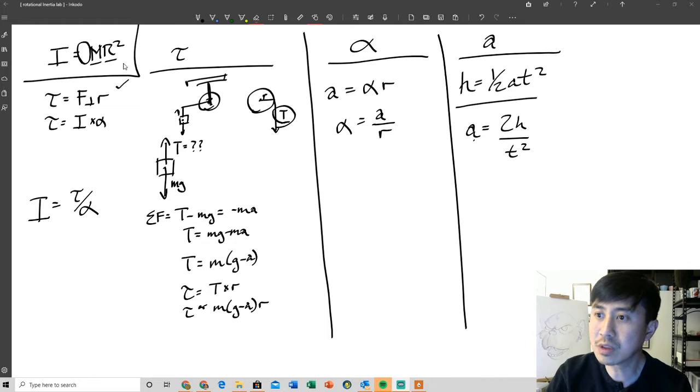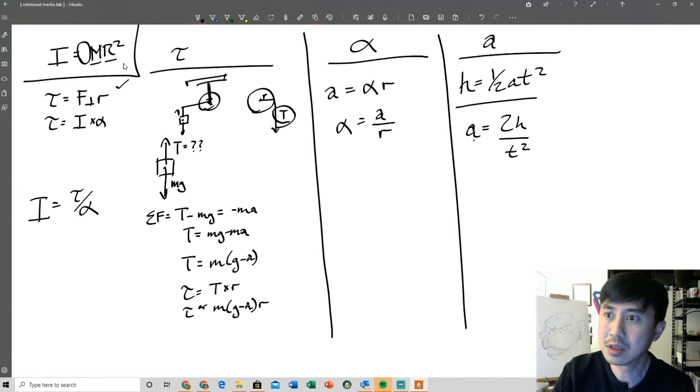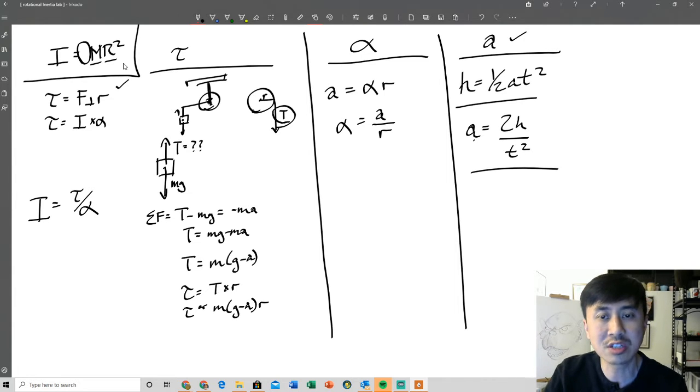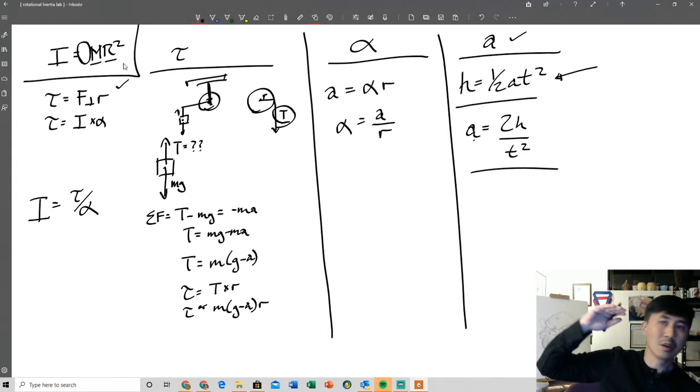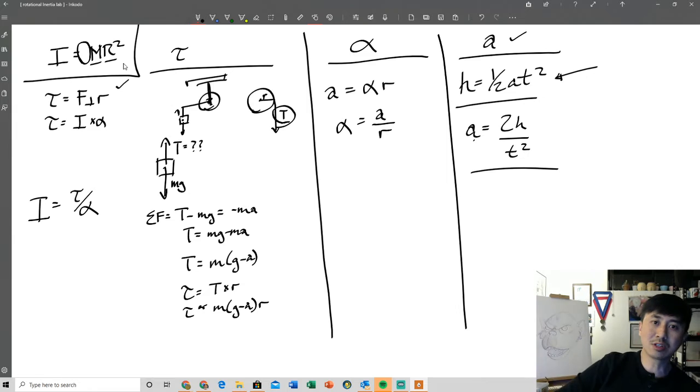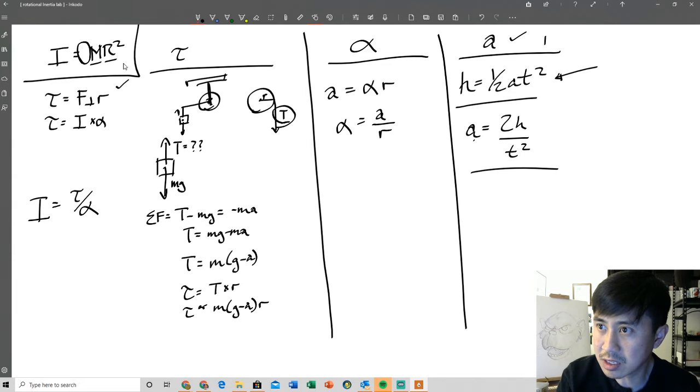To get through the math, the first thing you need is the linear acceleration. The linear acceleration, we found the equation is 2h divided by t squared. We found that equation with our trusty equation, 1/2 at squared. We know the height of the table. We know the time it took to fall down, so we can figure out the acceleration. Done. That's step one.